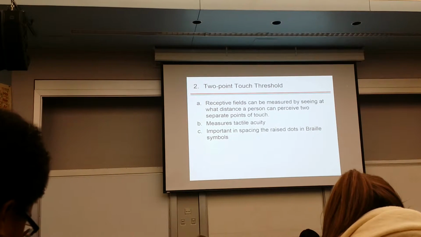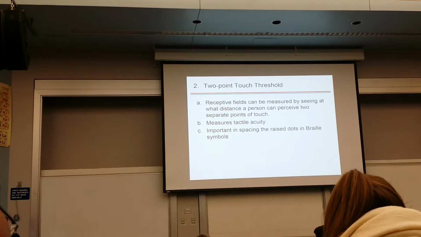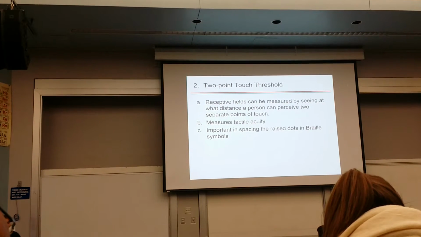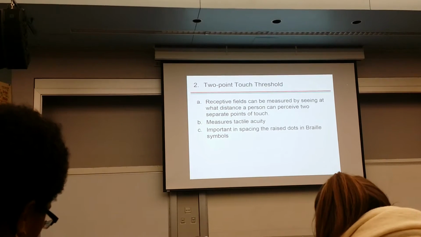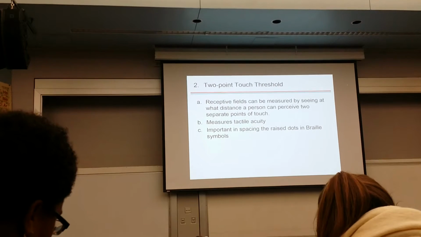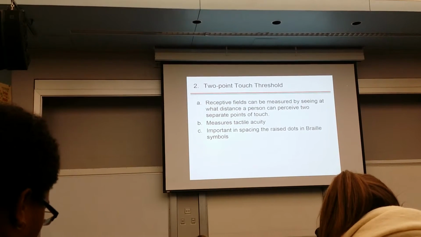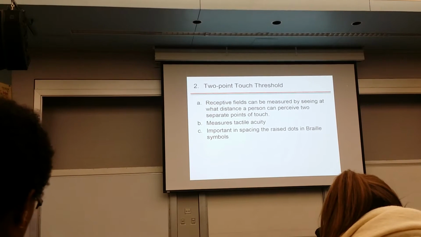So we have what is called the two-point touch threshold, or two-point discrimination. What's the name of the pathway that carries this information? Dorsal column, medial lemniscal pathway, right? What are the other sensations carried by the dorsal column, medial lemniscal pathway? Vibration and conscious proprioception. Don't forget that it's conscious proprioception. Unconscious proprioception is carried by another tract, called the spinocerebellar tract.